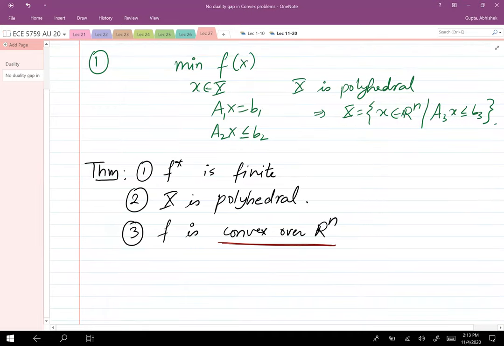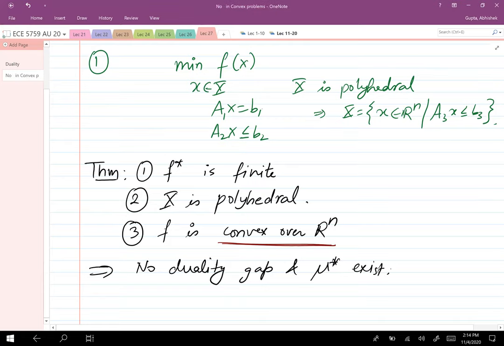Under these assumptions, there is no duality gap and mu star exists. Or actually I should say lambda star, mu star, because you have both equality and inequality constraints.